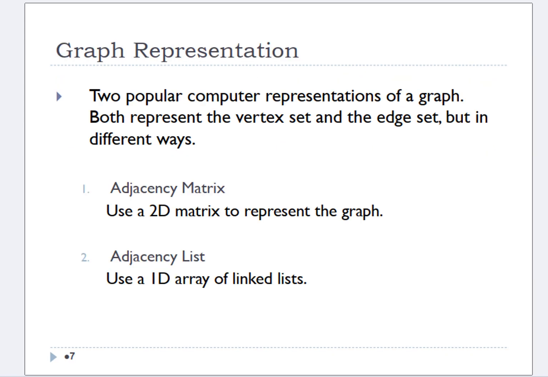6. Graph representation. There are two popular computer representations of a graph. Both represent the vertex set and the edge set, but in different ways. One, the adjacency matrix, uses a 2D matrix to represent the graph. Two, the adjacency list, uses a 1D array of linked lists.